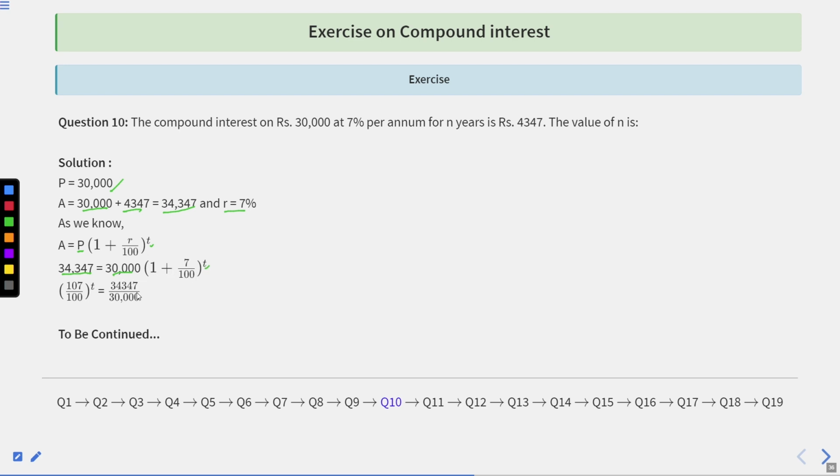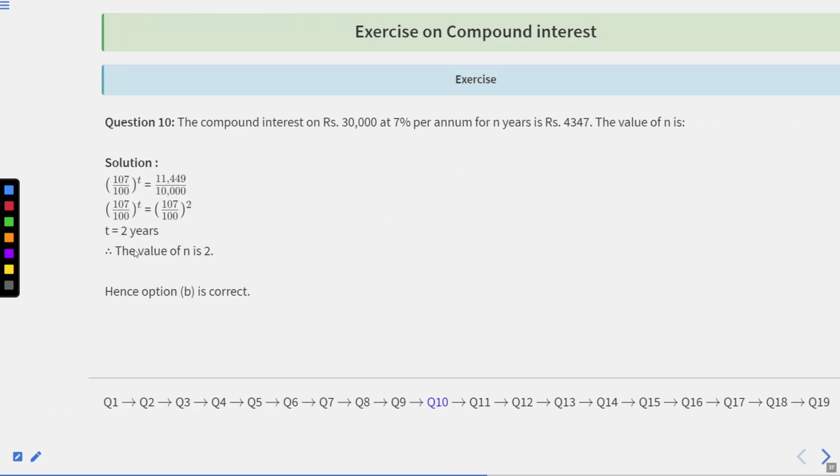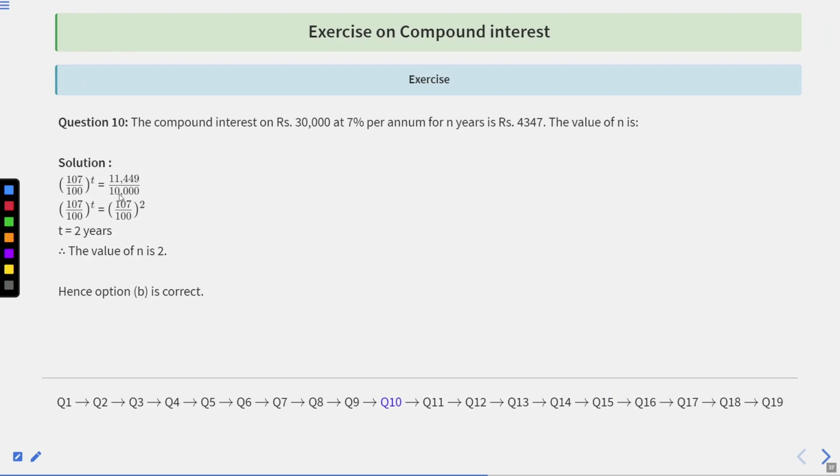So 1 plus 7 upon 100 to the power T. When you simplify this, you will have 107 upon 100 to the power T equal to 34,347 upon 30,000. When you simplify this further, this can be written as 107 upon 100 whole squared. Now you can compare both the sides and you can see T is equal to 2. Therefore the value of n is 2. So the correct option here is option B.